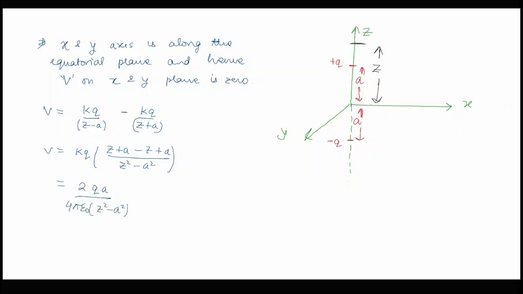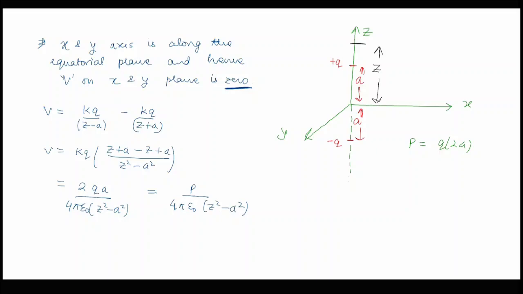Now the value of dipole moment for this dipole can be written as charge into separation between the charges. So 2qa can be written as dipole moment P, and hence the value is written as P upon 4 pi epsilon naught of z square minus a square. So this is going to be the answer for the first part, where it is asking us to calculate electrostatic potential at the point 0, 0, z, and for the xy plane the value of potential is 0. So this one is the first part answer that we have obtained.